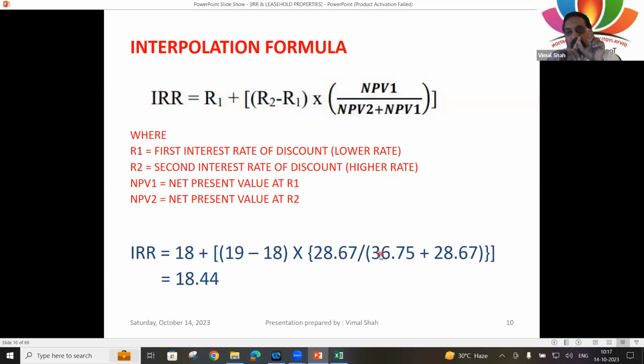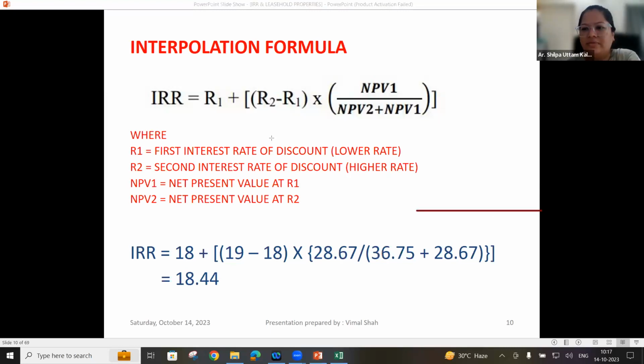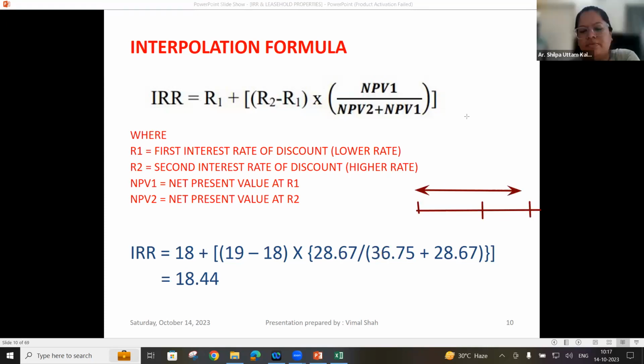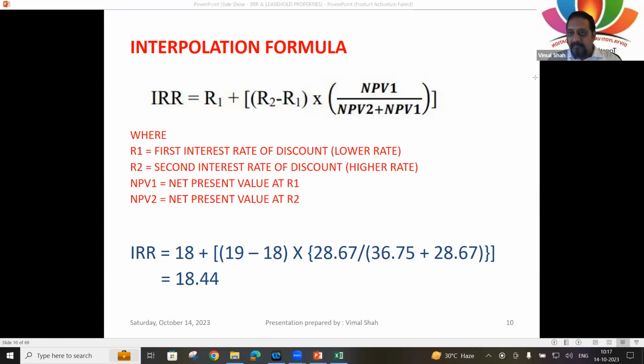Because mathematically, this is your IRR. One value is here and one value is here. So what you are going to find out is the range. And that is why I am taking the positive only, not the negative part.